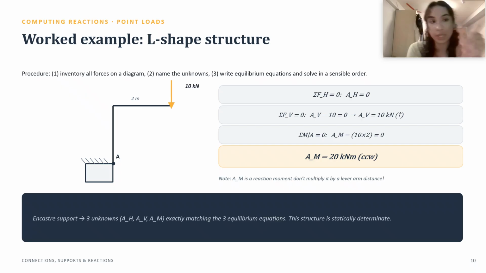Now I forgot to mention this, which is we did not multiply the moment on A by anything else because it's the reaction moment, so it is a moment itself. You do not need to multiply it by the lever arm distance.